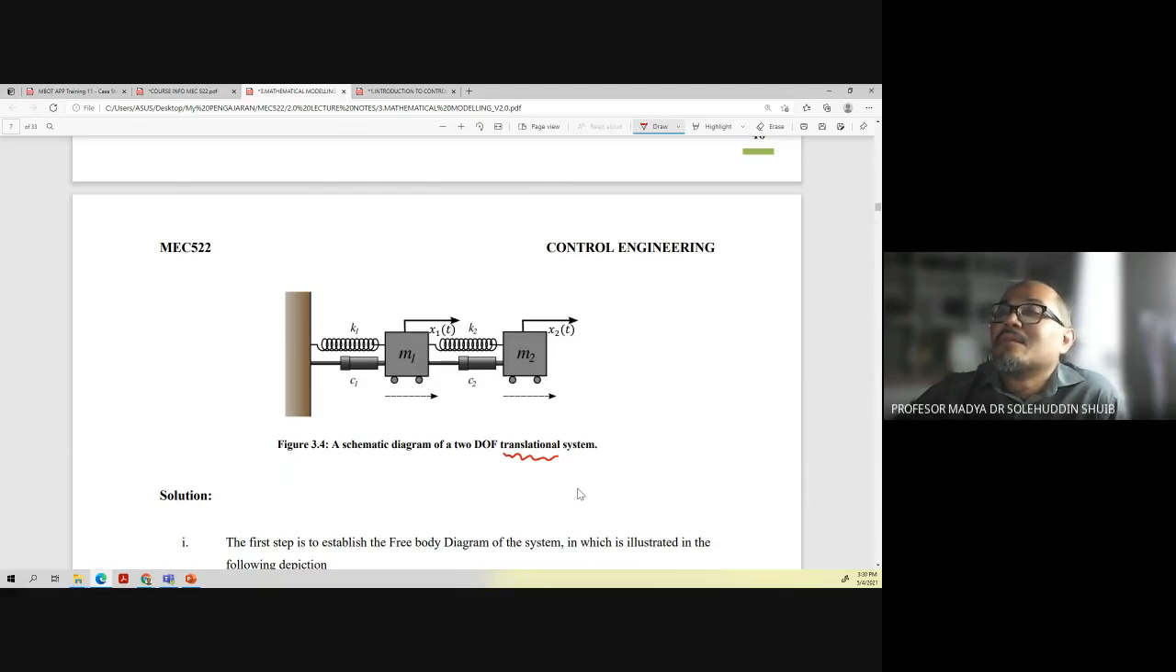So it looks like they are flying. So they should have something grounded on the earth. So we have K1, K2. X1, X2. C1, C2.